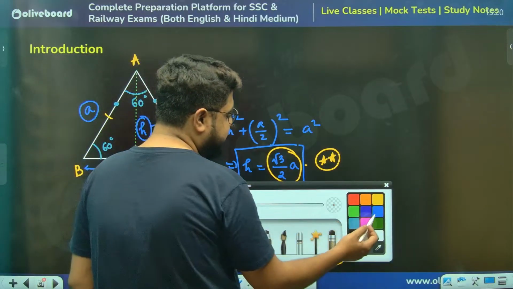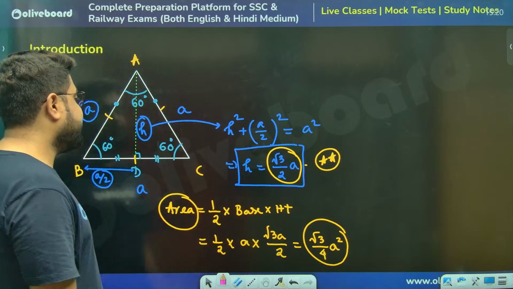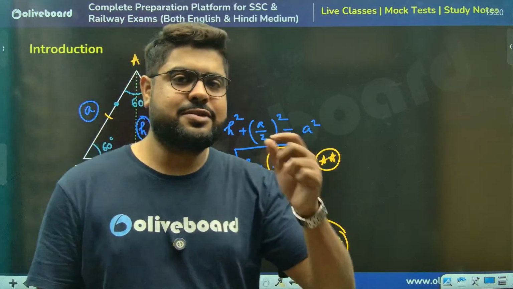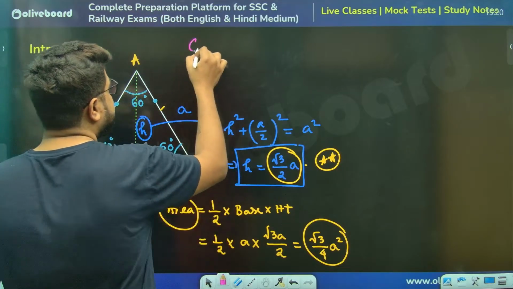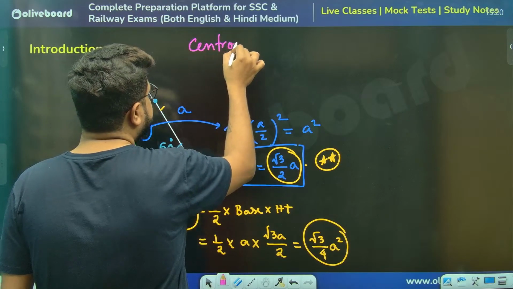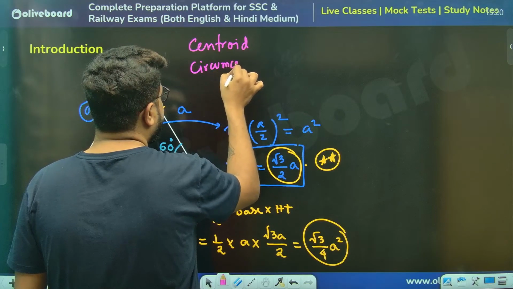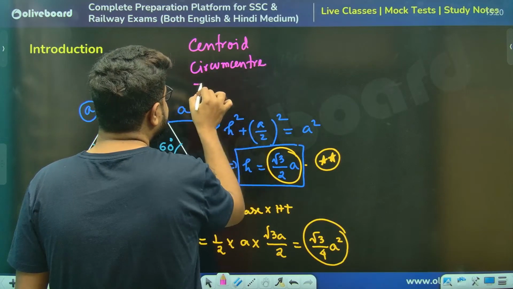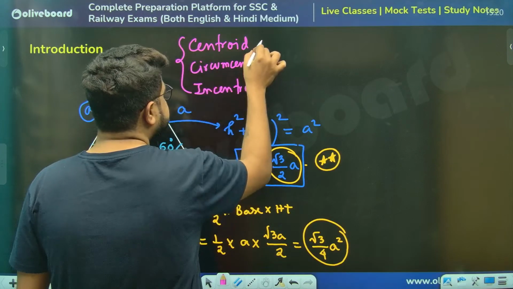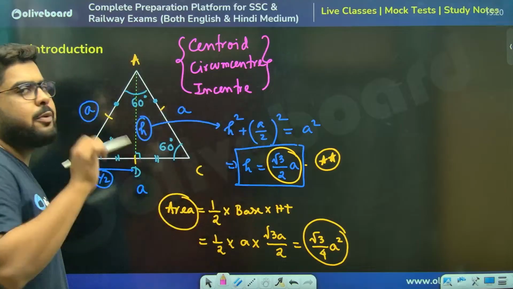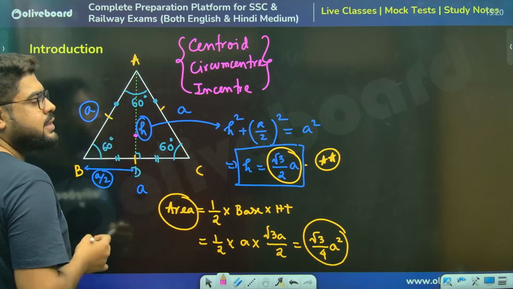now remember one very important thing. Sir, in case of an equilateral triangle, the centroid, circumcenter, incenter, all these points coincide on a single point. So all are actually one single point. Say, let's say this one.